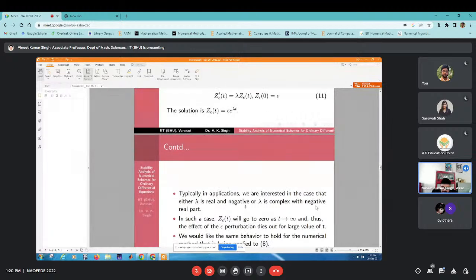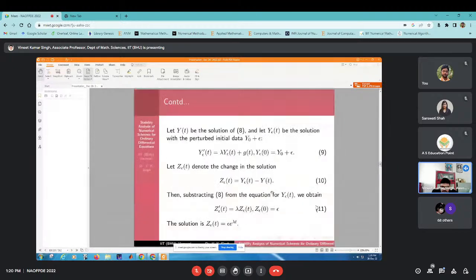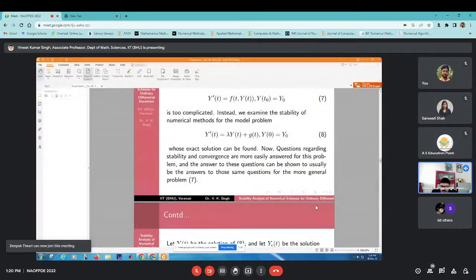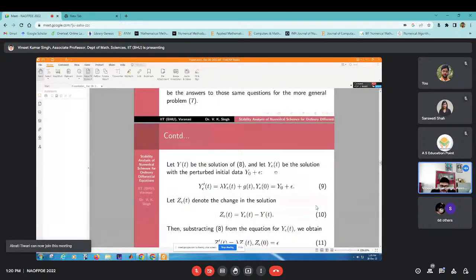So I have taken the same model, model 8, and I wish to apply some well-known numerical scheme on equation number 8, and then after applying the numerical scheme, I will get some solution. So with the help of the solution, how do you analyze that your solution is stable? What should we do?